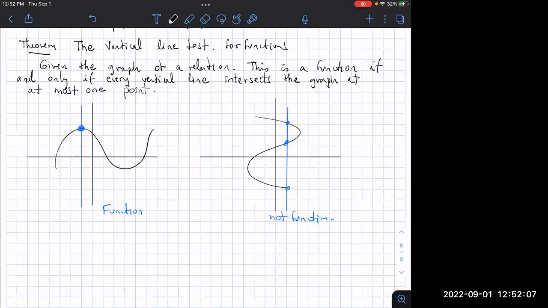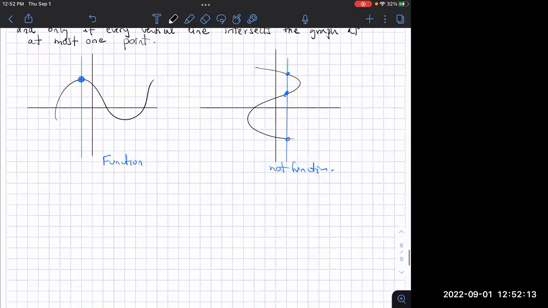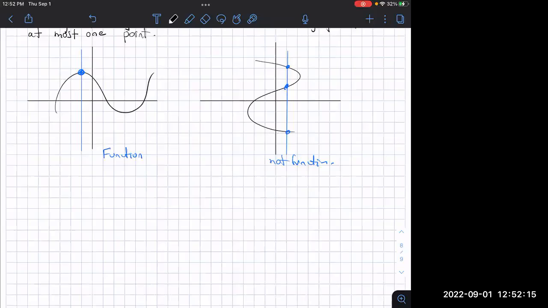Now, some things that you will need to know about functions are intercepts. The x-intercept.